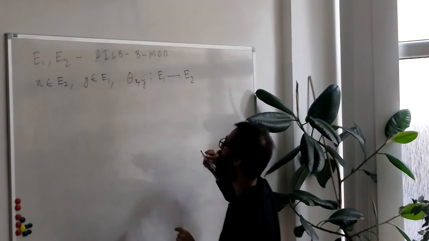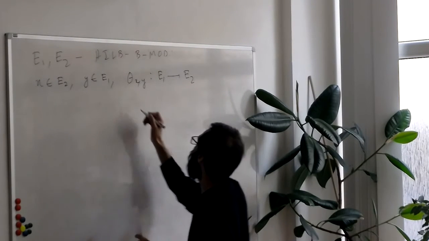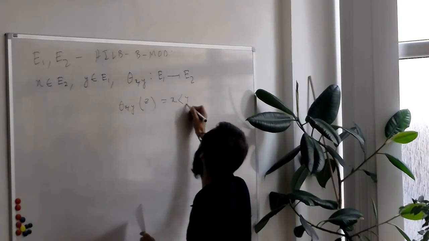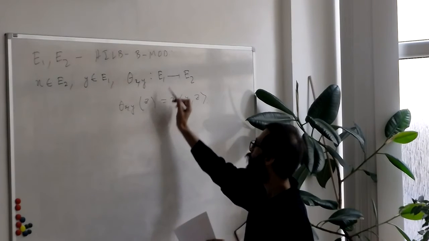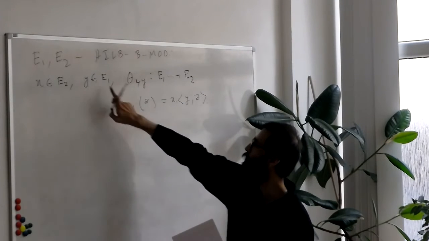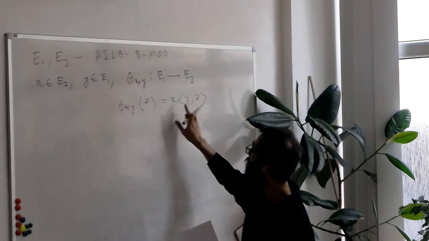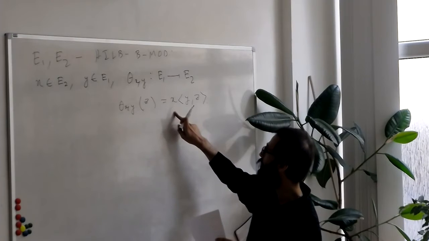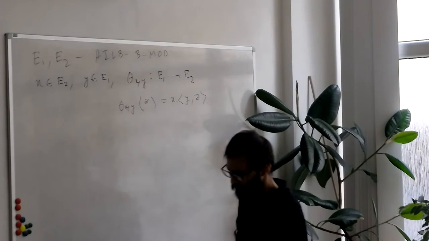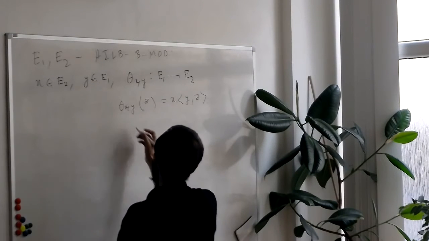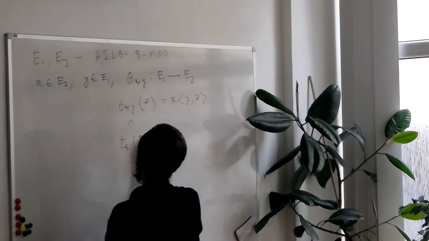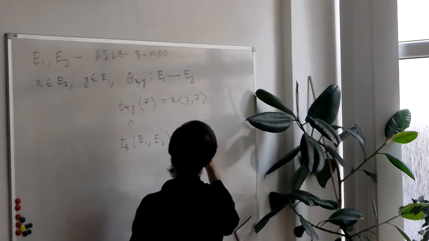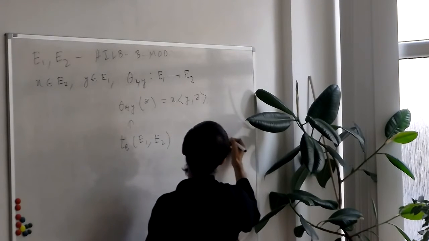I define an operator theta_{x,y}, which is defined as follows. You take z from E1, taking a product of y and z, where y is from E1. It goes inside B. x is an element of E2, so it makes sense to multiply an element of B from the right to an element of E2. It turns out that theta belongs to the adjointables.